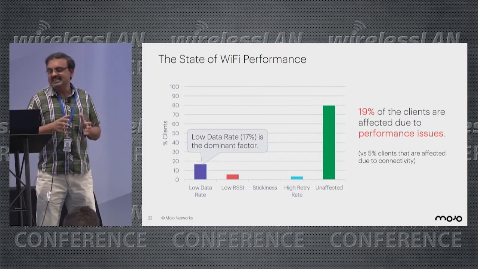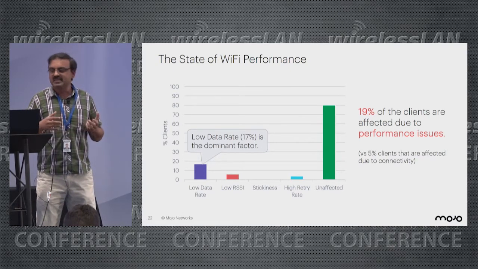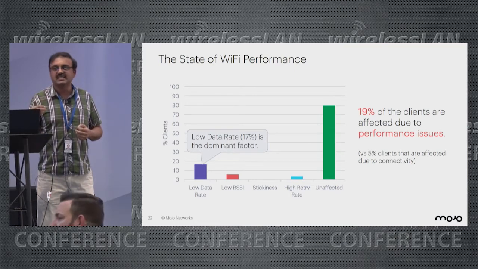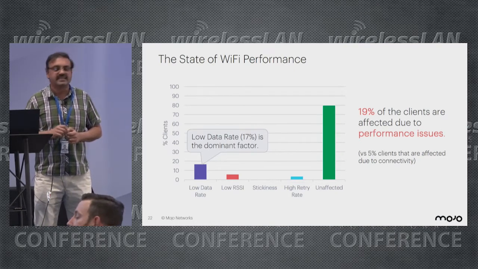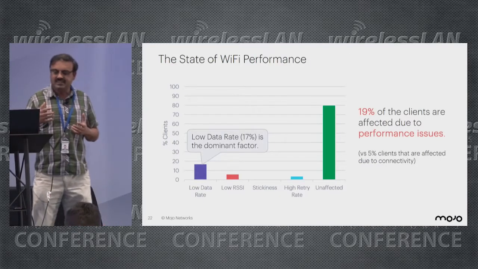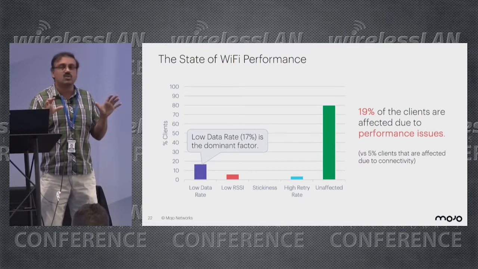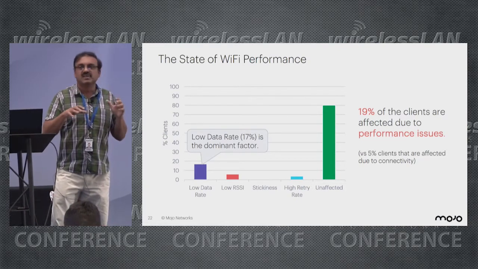And we clearly see that the low data rate factor is the dominant factor. What we mean by this is that most of the clients that have faced performance issues were having a lower data rate. Again, this is something which is interesting. We all know that data rate plays a very critical role in the performance of the whole Wi-Fi network, not just a specific client, but the entire BSS.